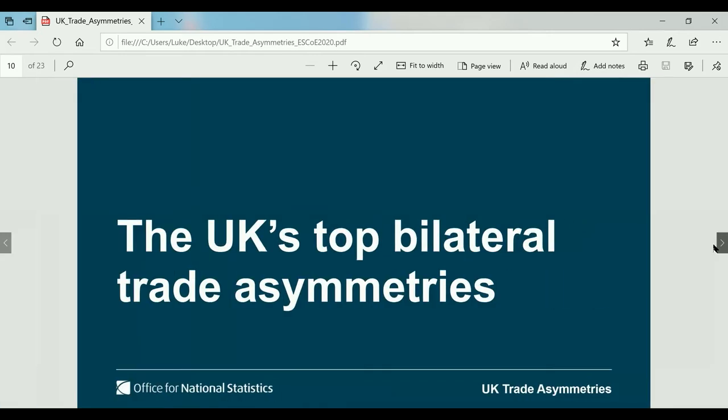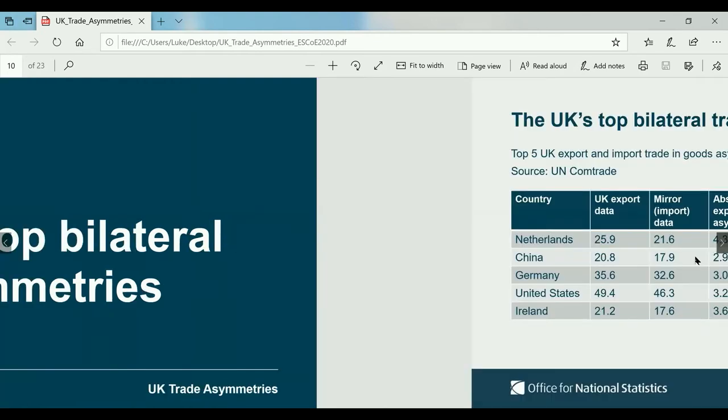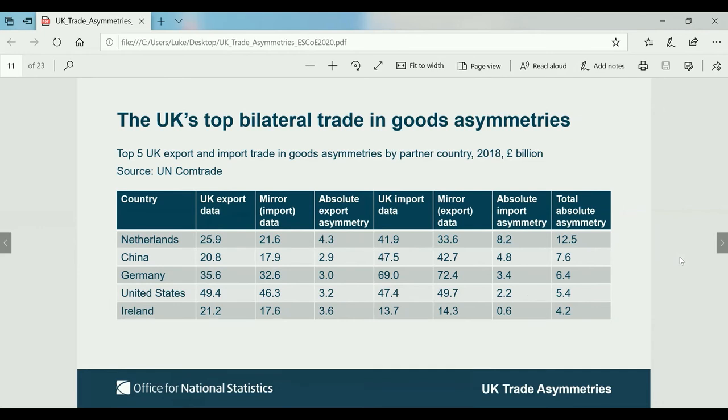So that's just an overview of the theory. So I'm just going to talk a little now around the data and highlight some of the UK's top bilateral trade asymmetries. So I'm going to just begin by highlighting trading goods asymmetries. So here we have the top five UK export and import trading goods asymmetries by partner country in the year 2018. And we're looking at billions of pounds here.